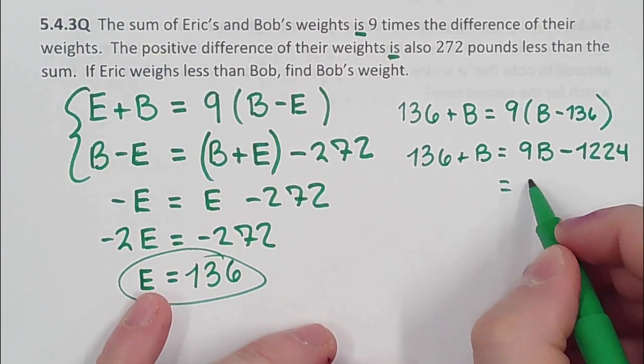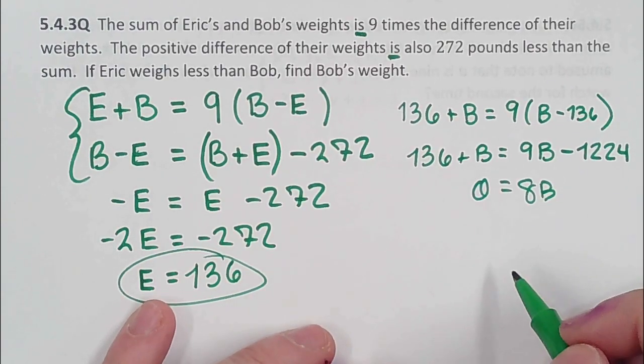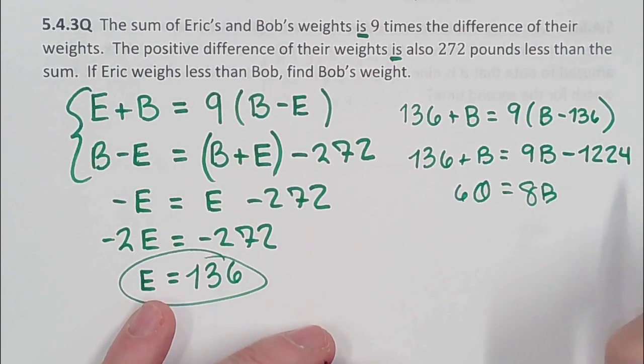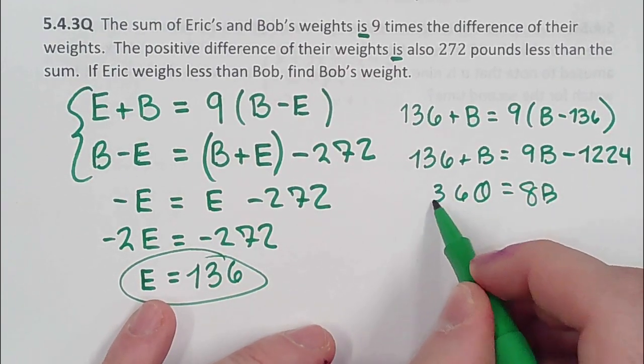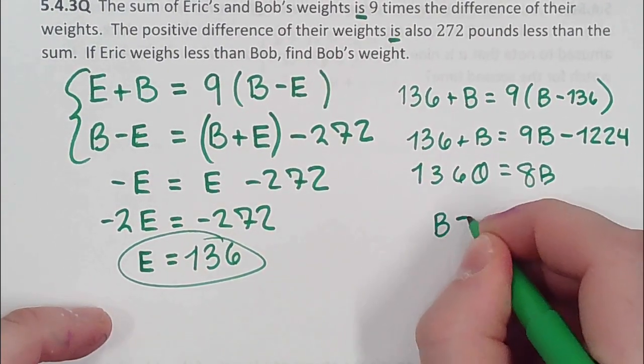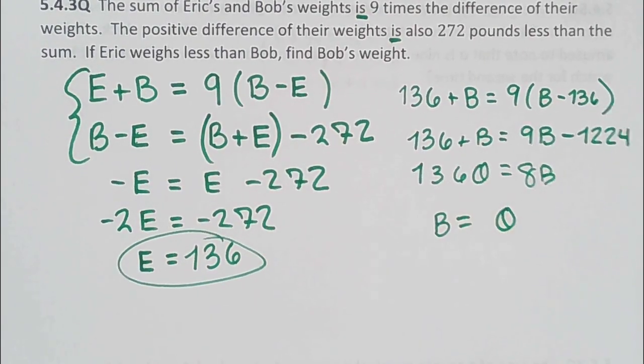If I subtract that over, I get 8 B's. If I add that over, I get a 0. So that's going to get us 60, and that's going to get us 300, and that's going to get 1,000. So what times 8 is 1360? That's going to be Bob's weight. Well, clearly it's going to end in a 0, right? That's how we're going to get a 0 there.